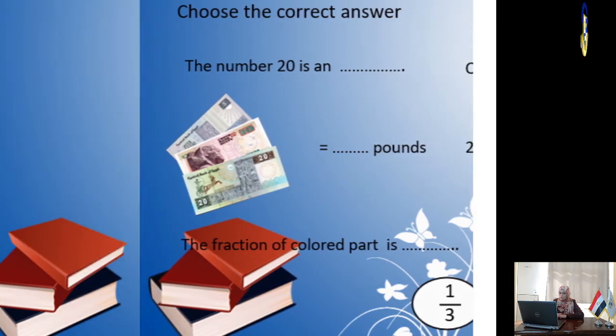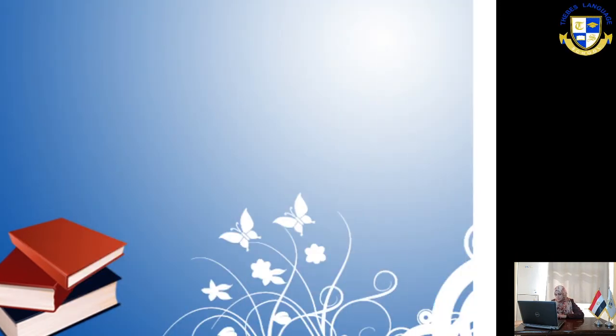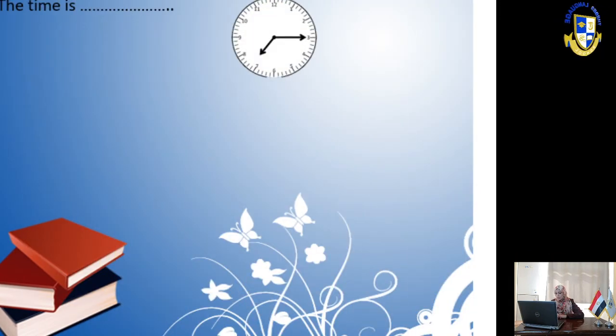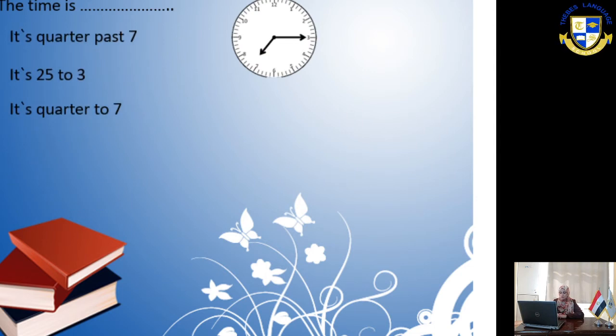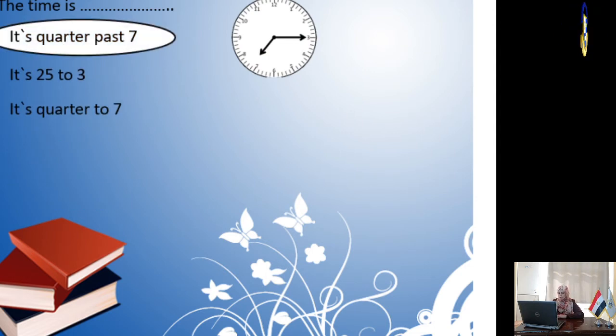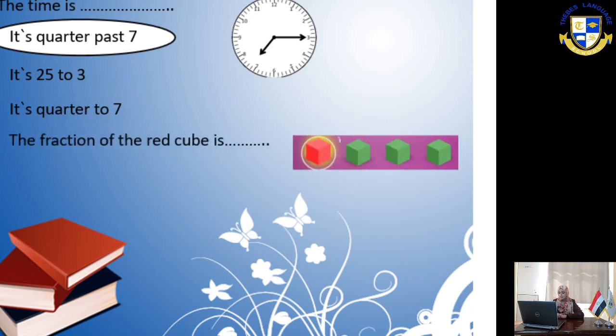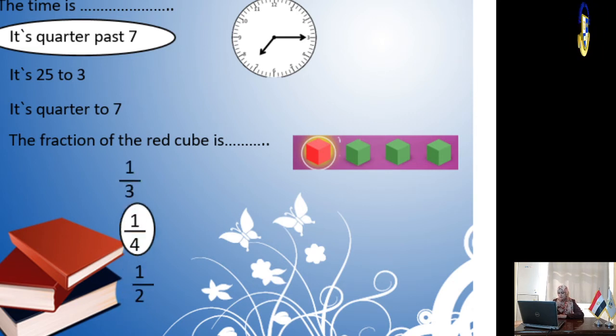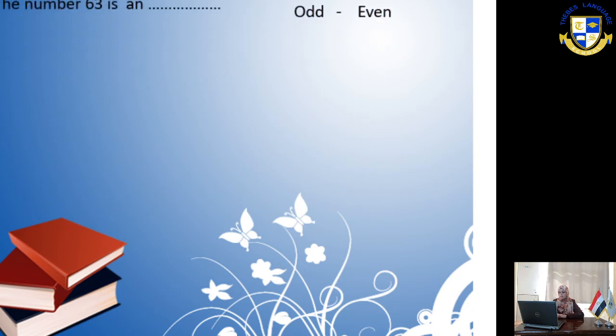You have a clock. Let's see how you can read it. The short arm is on 7, the long arm is on 3. So it's 7:15. The fraction of the cubes, the red one, it's just one red cube from 4 cubes. So the fraction is 1 over 4. That's right.